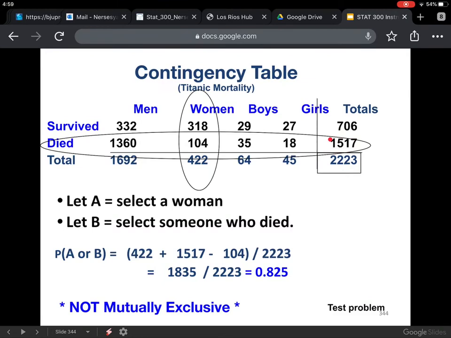and 1,517 who actually died. Do you notice that these two events or sets actually overlap? And their overlapping is 104. So there was 104 women who died on the Titanic. That was counted twice, right? Once within the number 422, and another time when I counted 1,517, right? To get 1,517, I added 1,360, 104, 35, and 18. So I had to subtract one copy of 104, and I get my probability to be 0.825.